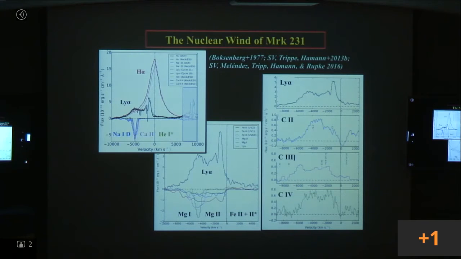And we observed it with Keck 30 years later. In 5 minutes, we got similar signal to noise, but basically we're getting to the same conclusion as Boksenberg and Kluebers came to. So in the optical, there's plenty of signature of an outflow. This is systemic at 0. This is minus 4,000, or a bit more than minus 4,000 kilometers per second.